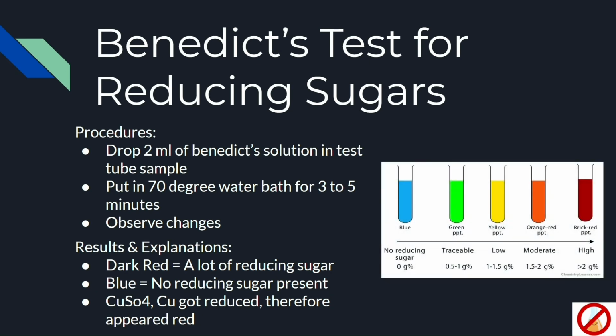So this is a chart for you to see. Once we have a brick red, dark red precipitate, that basically means we have a lot of reducing sugar. If it's orange, we have slightly less, then yellow, green, and therefore the least will be blue, where there is absolutely no reducing sugar. That means no color change at all, no copper got reduced.